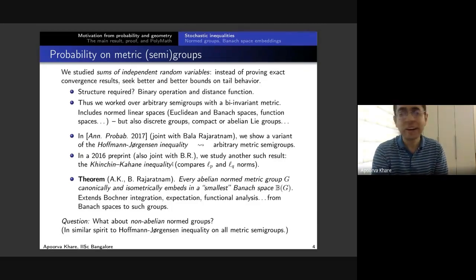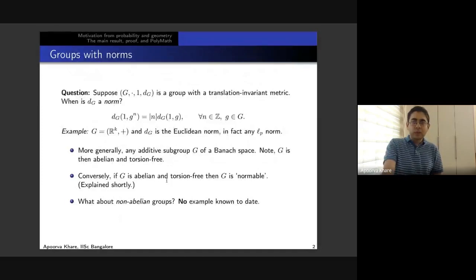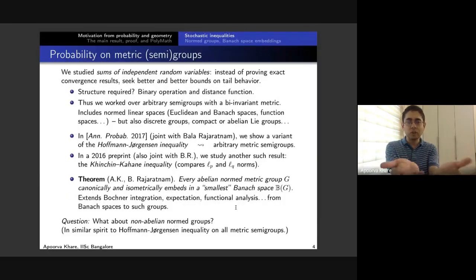Remarkably, I could find no examples. And that was what I said in the very first slide. Right? Non-abelian groups with a norm, no example known to date. And that's why I started writing to people. We all know normed abelian groups like Banach spaces and Euclidean space. Can you give me an example of a non-abelian group which is normed?